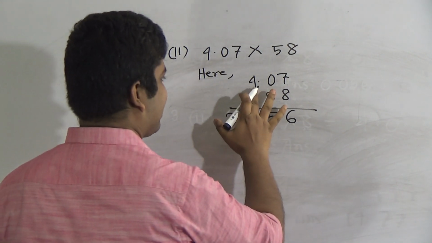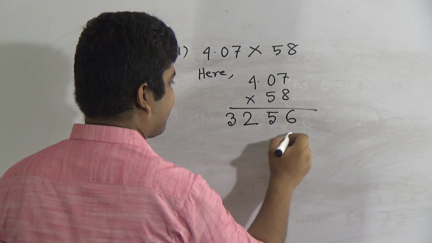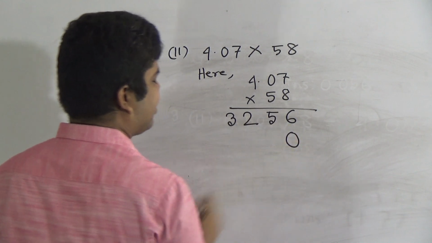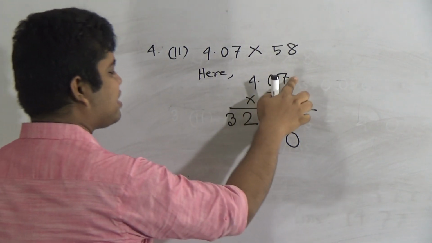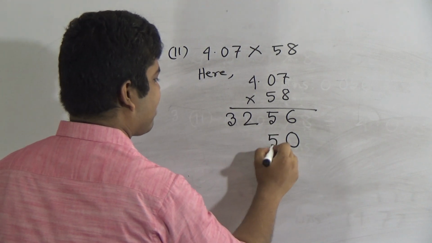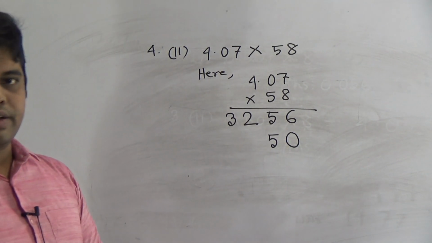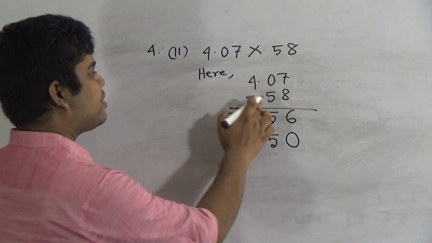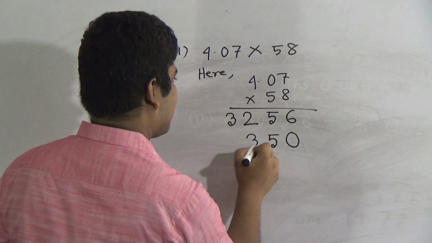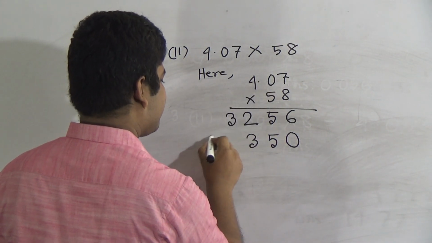Next we multiply 407 by 5. As the ones place is done, we write here 0. Now 5 sevens are what? 5 sevens are 35. From 35 I write here 5, carrying 3. 5 zeros are 0 plus 3, 3. Okay. 5 4s are 20.